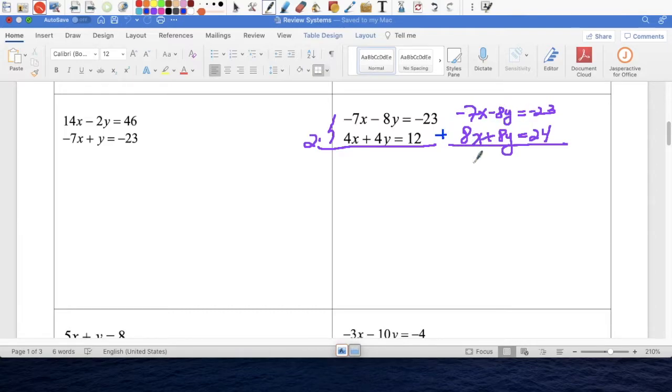Negative 7x plus 8x is just x. The y's go away. Negative 23 plus 24 is just 1. Look how easy that was. X equals 1. Let's pick one of the equations to find y.